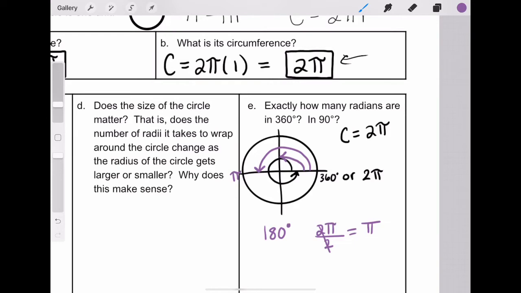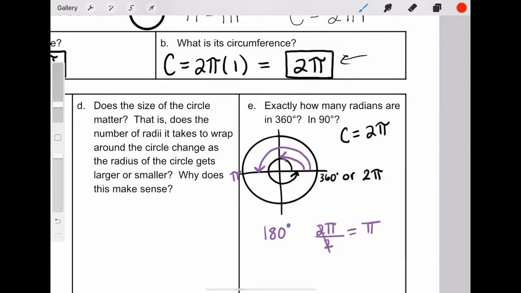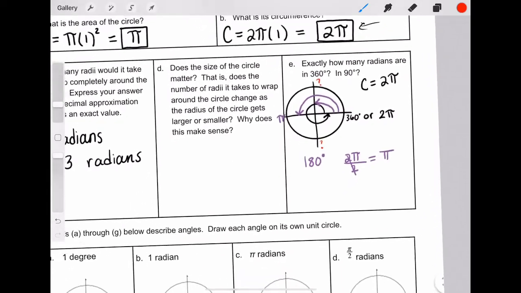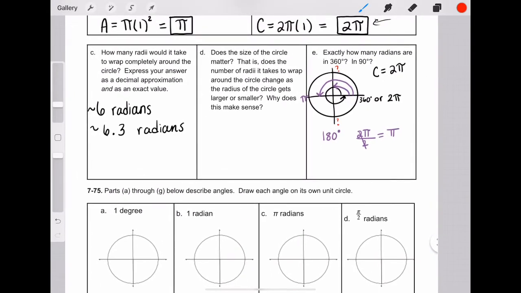Okay, well then how do I figure out 90 degrees? What is this going to be? And then what is this going to be? So take a couple minutes, fill in those missing halves.